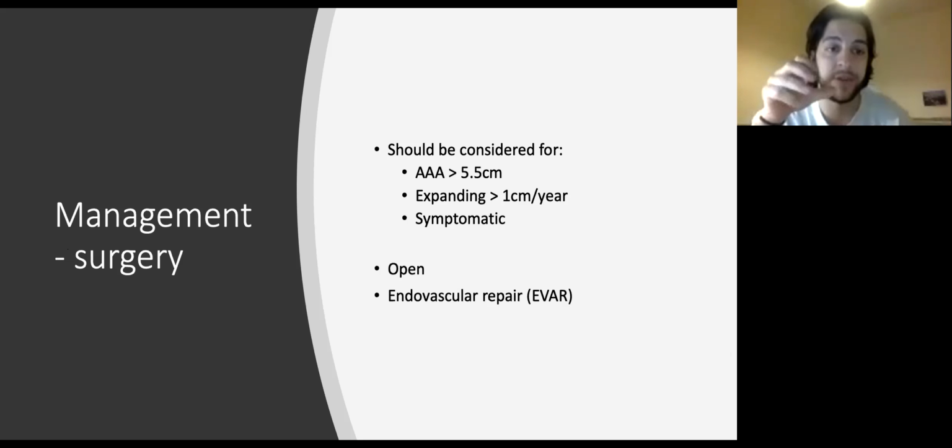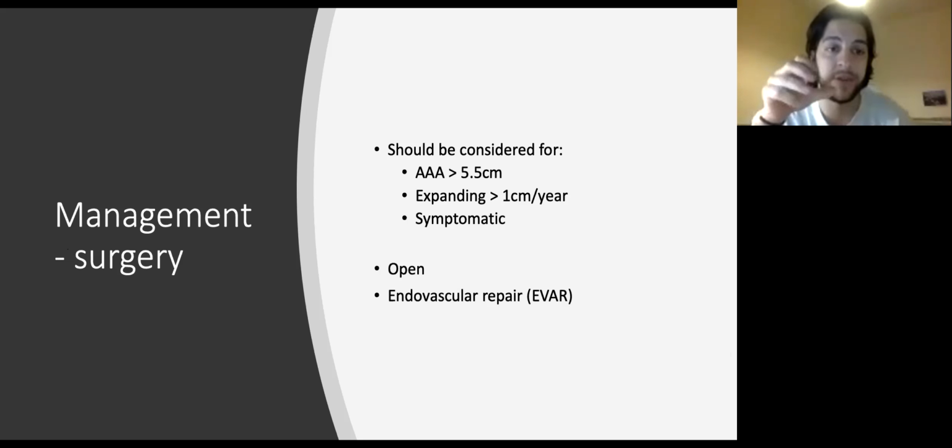So how do you manage an AAA? Your basic resuscitative measures: high flow oxygen, IV access, urgent bloods, and you need to cross match a minimum of 6 units. This is because if they make it to surgery, the likelihood is they're going to lose a lot of blood, so you need to have that blood ready to replace.